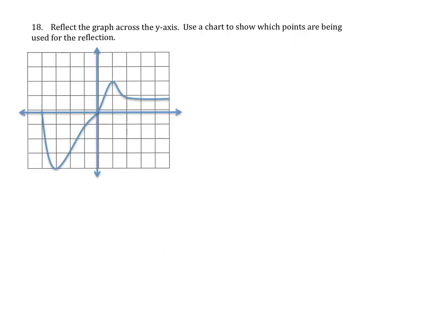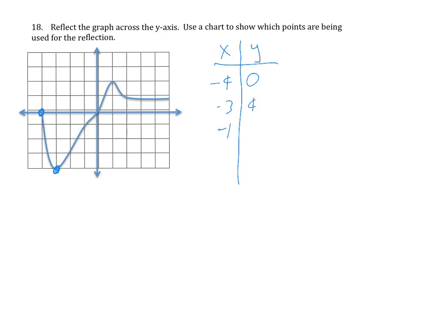On this one, reflecting the graph across the x-axis and using a chart to show which points are being used for the reflection. So for the graph that's shown here, I'm just going to pick some points, right? I'm going to go this one, which is 1, 2, 3, 4. It's like negative 4, 0. And this one, 1, 2, 3, which is like negative 3, 4.